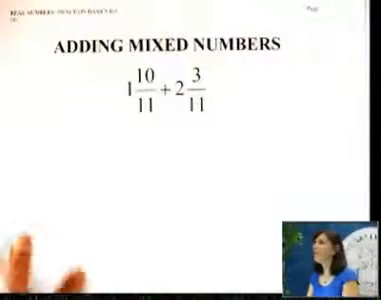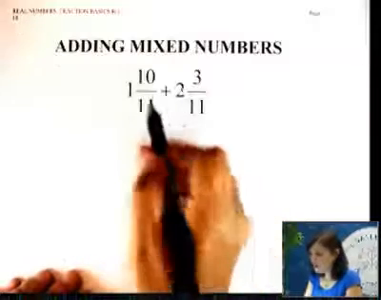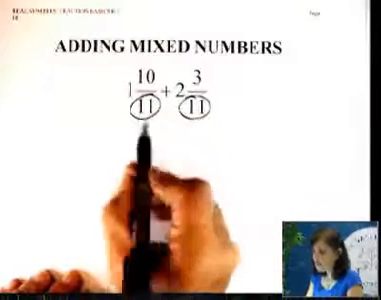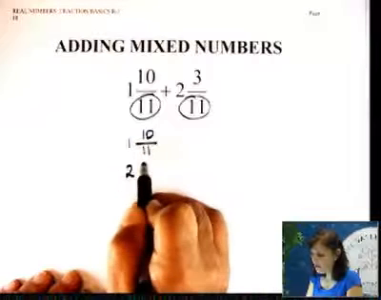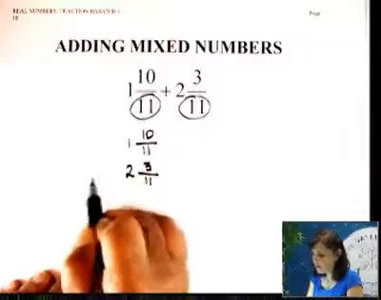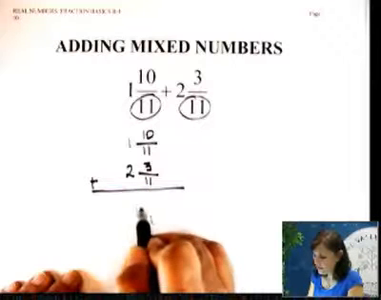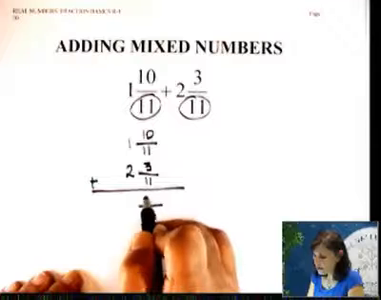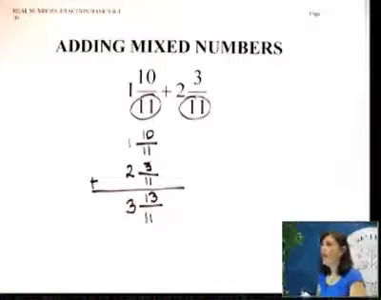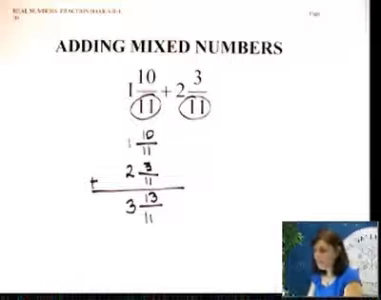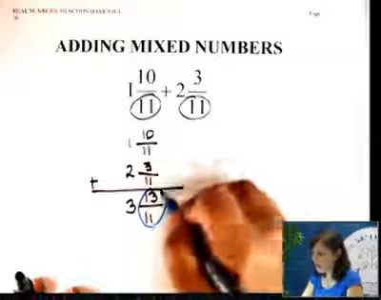Now, I'll show you another example. These are, again, like mixed numbers. The denominators are the same, so I'll do the same thing. 1 and 10 elevenths. 2 and 3 elevenths. I add them up. The denominators are the same, so 10 plus 3 is 13. 2 plus 1 is 3. Am I happy? You should not be happy, because this fraction part is improper. You want to make this proper.